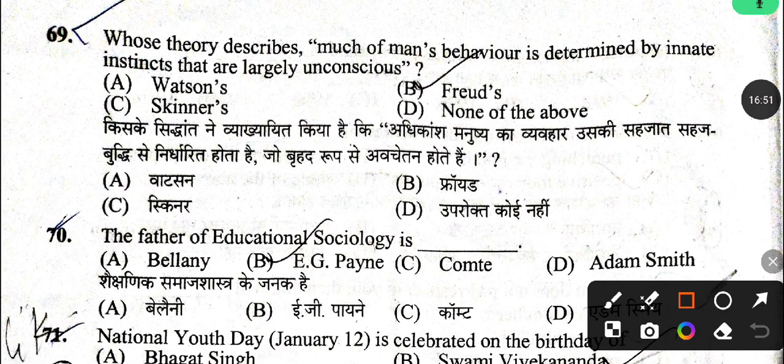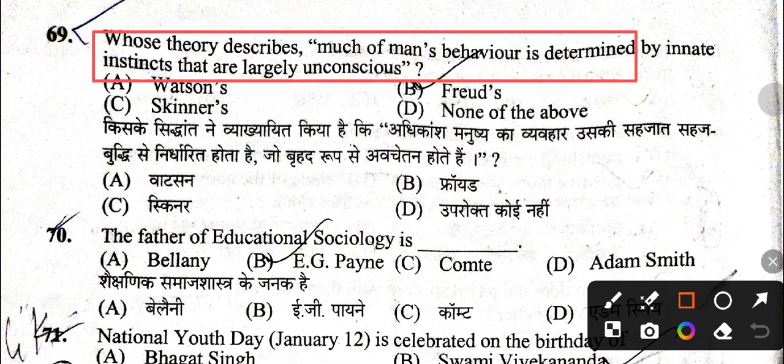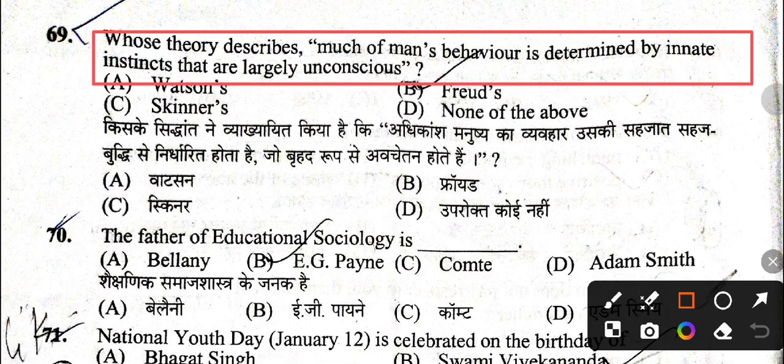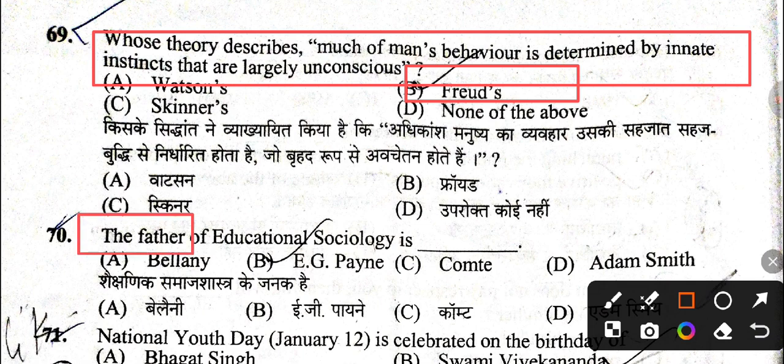Whose theory describes that much of man's behavior is determined by innate instincts that are largely unconscious? So it was Sigmund Freud. Option number B is the right answer. The father of educational sociology is E.G. Payne. Option number B is the right answer.